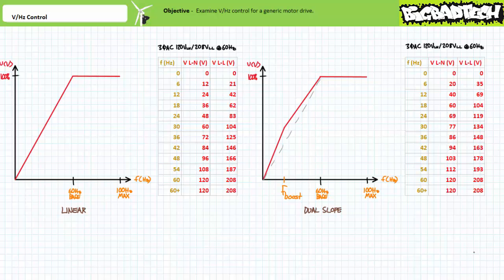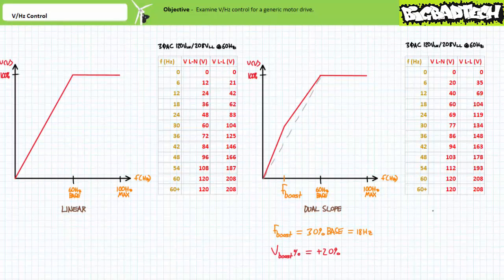This dual slope volts per hertz profile has a notable knee, defined by a point which I'm calling the boost frequency. As implied by the title, voltage is boosted at the boost frequency. The amount of boost voltage and the boost frequency value can be expressed directly or as a percentage above the normally linear applied voltage in base frequency. Both these values are often user adjustable.